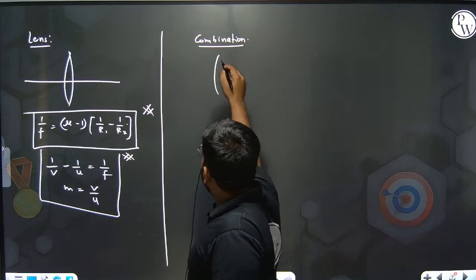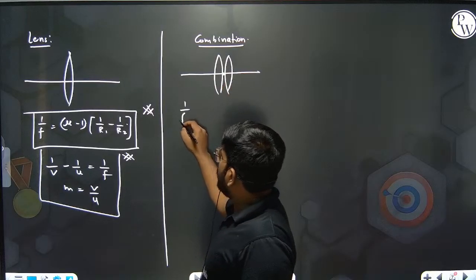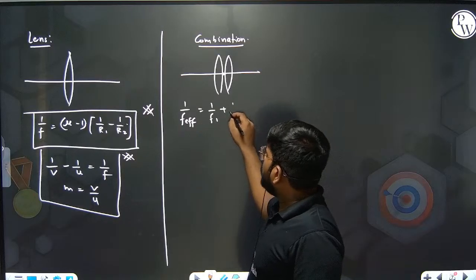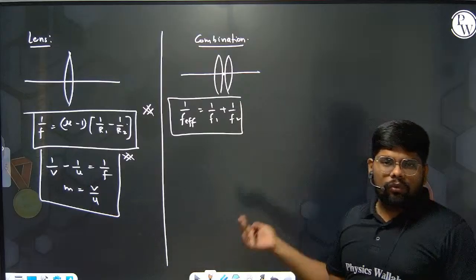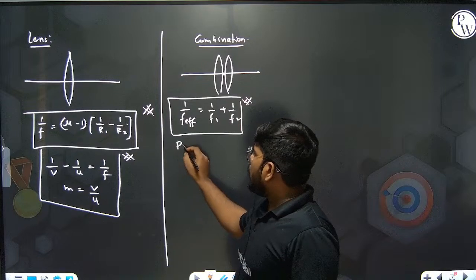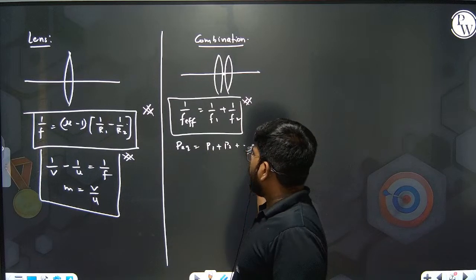Combination: when the lenses are in contact, if this is one lens and this is another lens, and you want to find the effective focal length, 1 by f effective is equal to 1 by f1 plus 1 by f2, and use the signs. Focal length for a convex lens is positive, for a concave lens it is negative. Always use the signs. Then the equivalent power will be P1 plus P2. If there are more lenses, you can keep on adding.